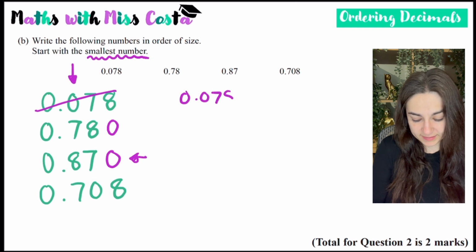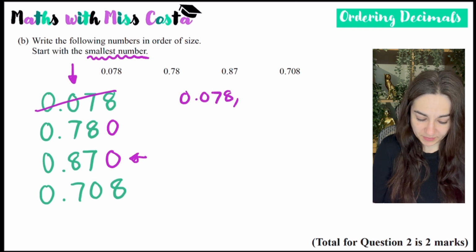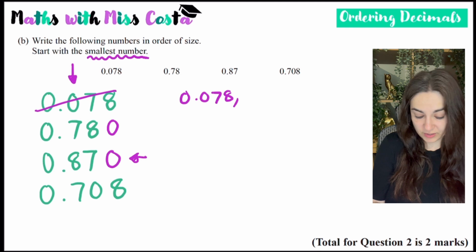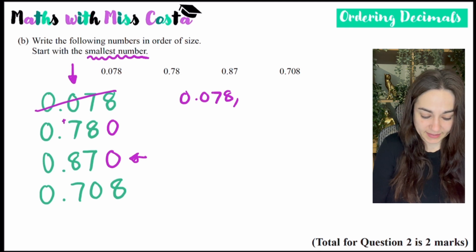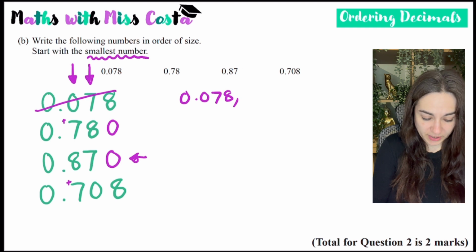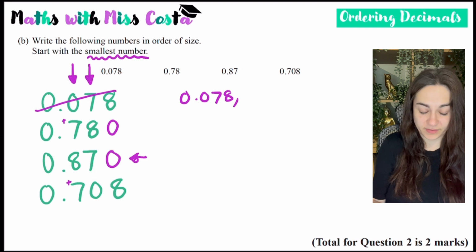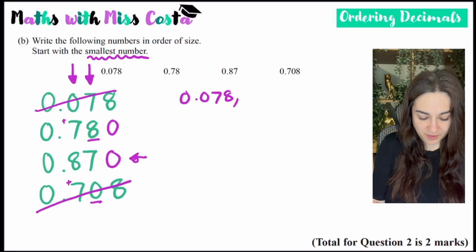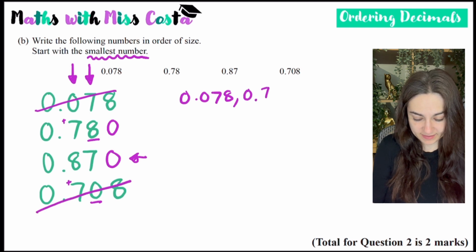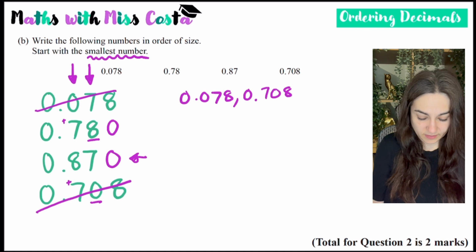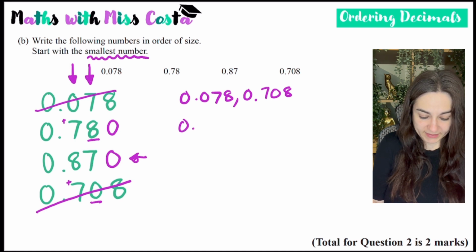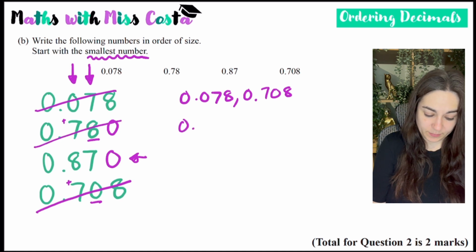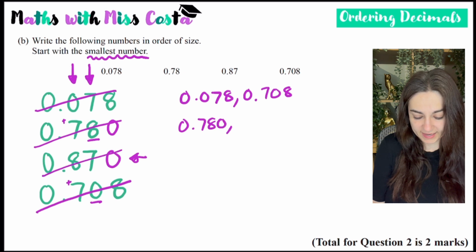So 0.078 is the smallest number. Then I look to see what the next smallest number is. I've got 7 here and 7 here. They're both equal, so I'm going to look in the next column, which is the 100th column. And 0 is smaller than 8, so I know that this is going to be my next decimal. And then once again, I know that 7 is smaller than 8, so this must be the next one, and this must be the final one.